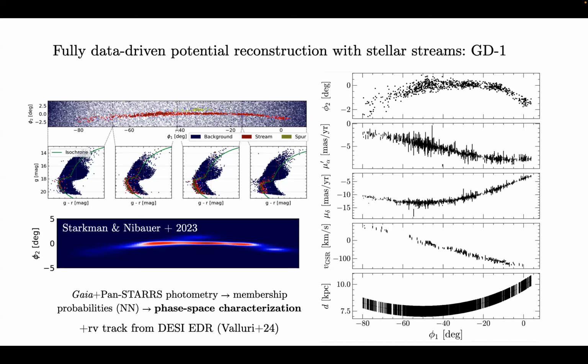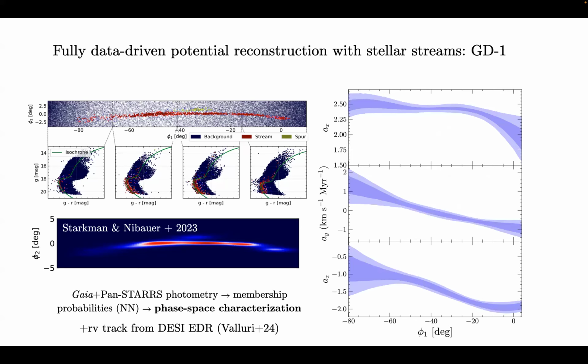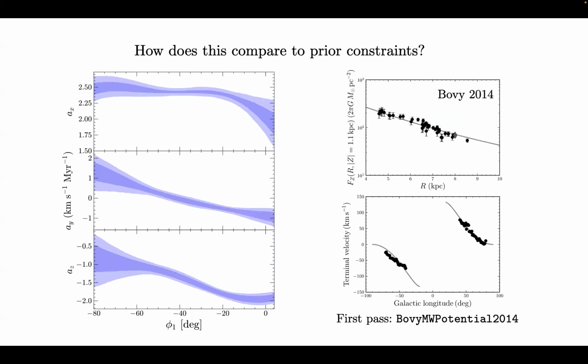Okay, so we're going to fit curves to this and have the scary moment of truth where we look at what the accelerations look like. So totally data-driven, 1 sigma, 2 sigma errors here. The y-axis is kilometers per second per megayear. So we're measuring changes up to like 1 kilometer per second per megayear. This alone means nothing. We have to compare it to other constraints.